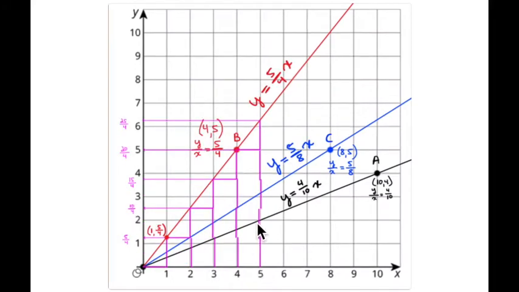And finally, for point B, the x-coordinate is 4 and the y-coordinate is 5. So notice that the length along the y-axis now is a little bit longer than the length along the x-axis. Actually, it's 1/4 of x longer than x. So if x is 1 unit, y is 5/4 of 1. If x is 2 units, y is 5/4 of 2. So 5/4 of 2 is 10/4.